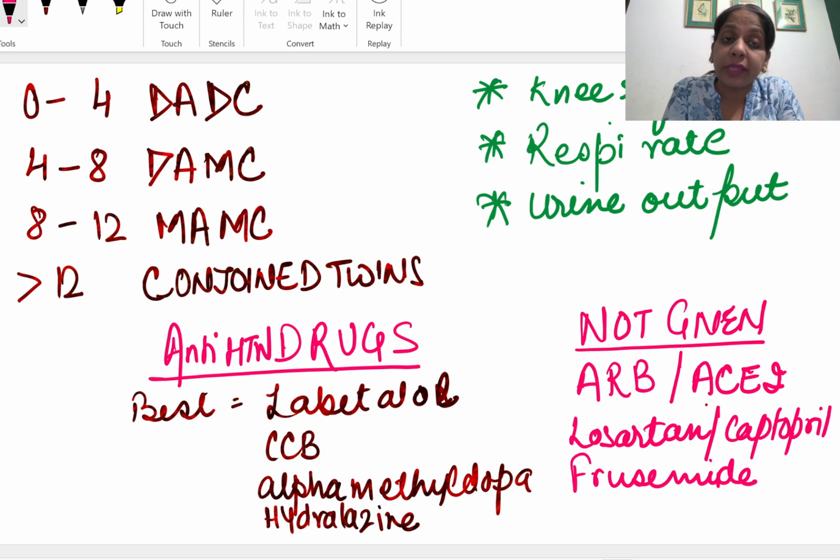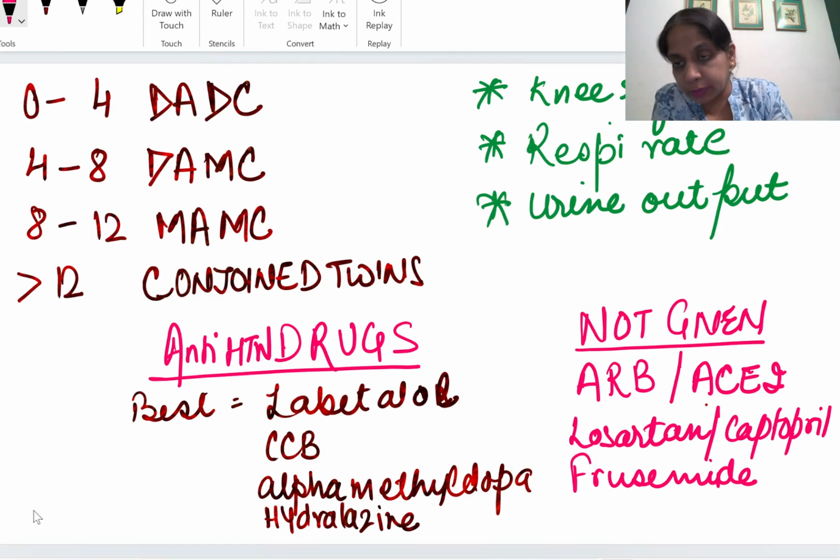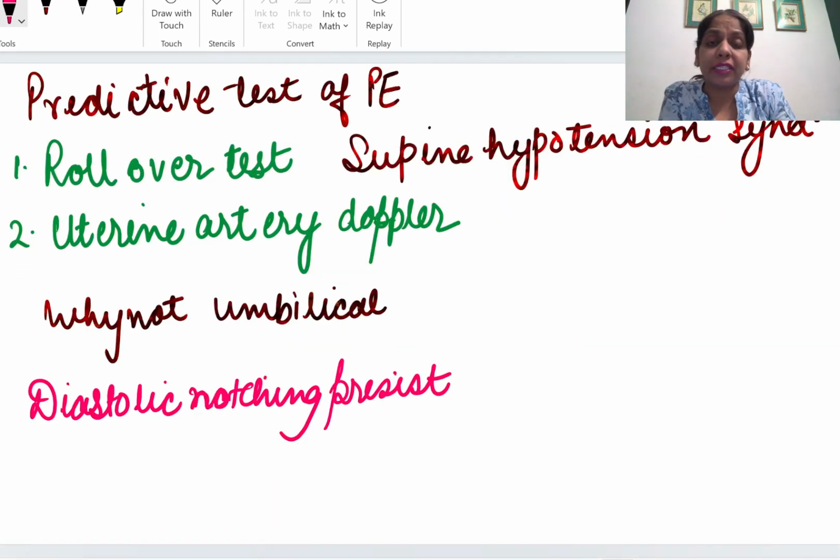If we have to check magnesium sulfate toxicity, we check it by knee jerk, respiratory rate, and urine output. The antihypertensive drugs, you all know this. The best is labetalol in any condition. In any severe preeclampsia, in chronic hypertension, in hypertensive crisis, anything they ask, the best antihypertensive is labetalol. Calcium channel blockers, nifedipine, alpha methyldopa, and hydralazine can be given. Which cannot be given are angiotensin receptor blockers and angiotensin converting enzyme inhibitors, that are losartan and captopril, and furosemide.